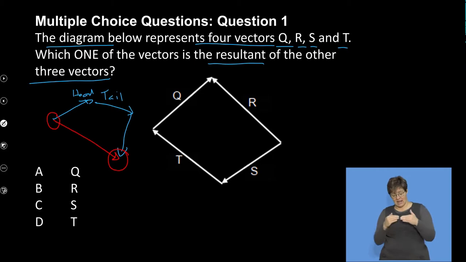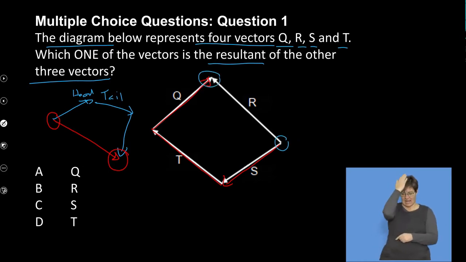So I'm going to apply that reasoning over here, and I'm going to say, if I do this one, I'm going head to tail, then I'm going there, that's head to tail, then I'm going back. So those 3 vectors are in order, and that tells me that my resultant vector is going to be the one that starts where the 2 tails are and ends where the 2 heads are. This is going to be the resultant. So R for resultant.